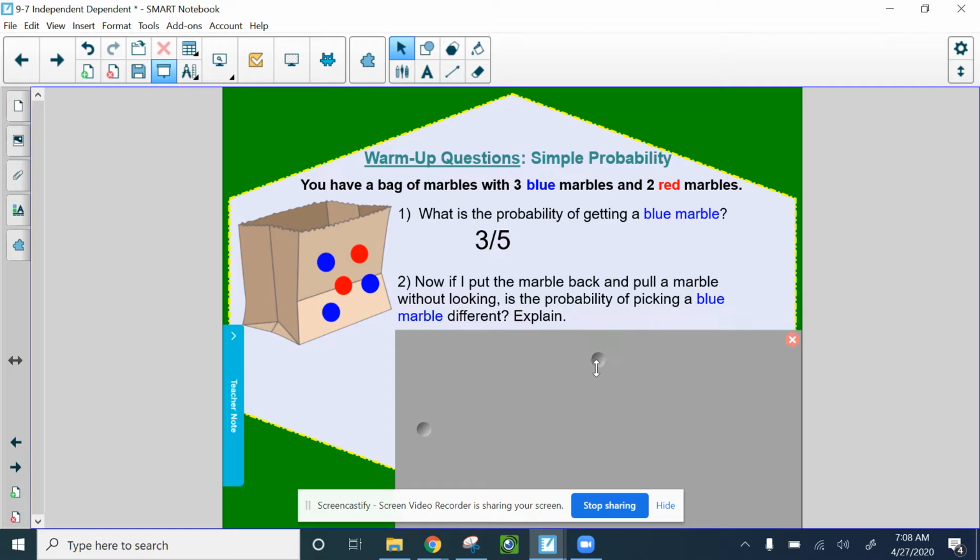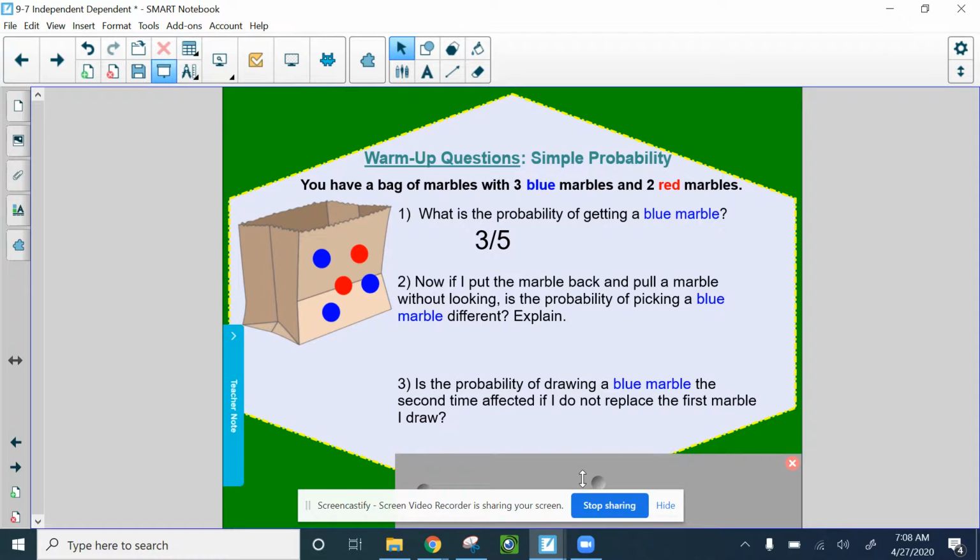So my next question to you: if I put the marble back in and pull a marble without looking, is the probability of picking a blue marble different? Let's say that I pick out a blue marble and I put the blue marble back in the bag. Have I changed the probability of getting a blue marble the second time? What do you think? Yes or no? I hope that you realized that the answer there should have been no. The probability is not different, okay? Even though I got a blue the first time, because all the marbles are still the same colors and the same number of colors in the bag, my probability would not change.